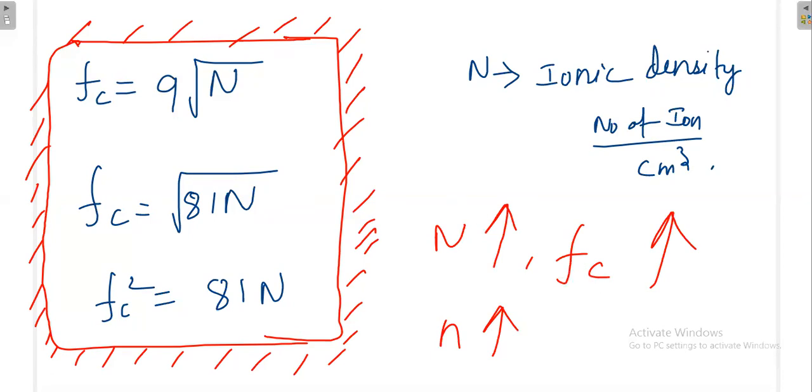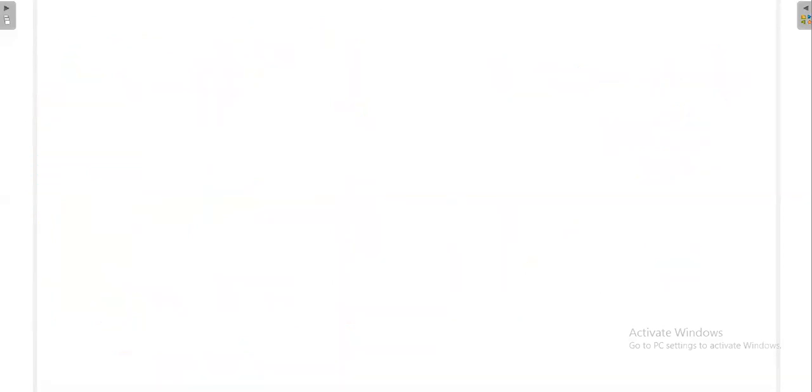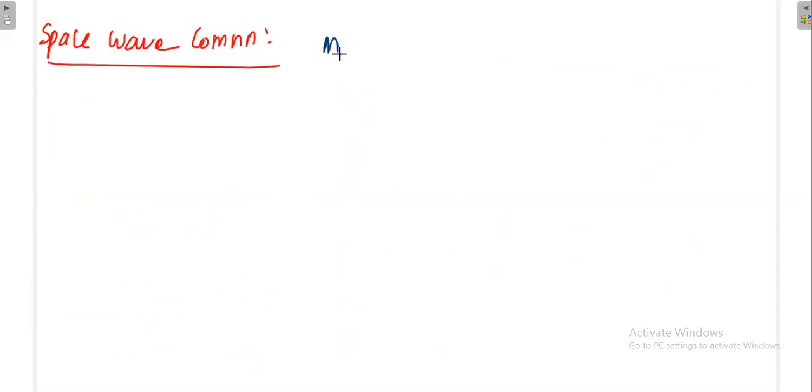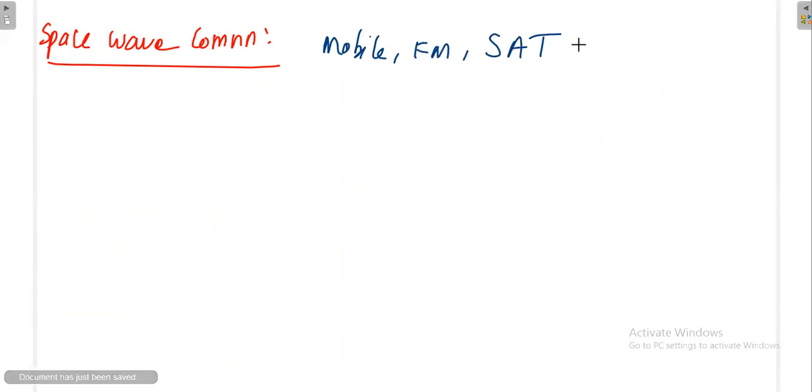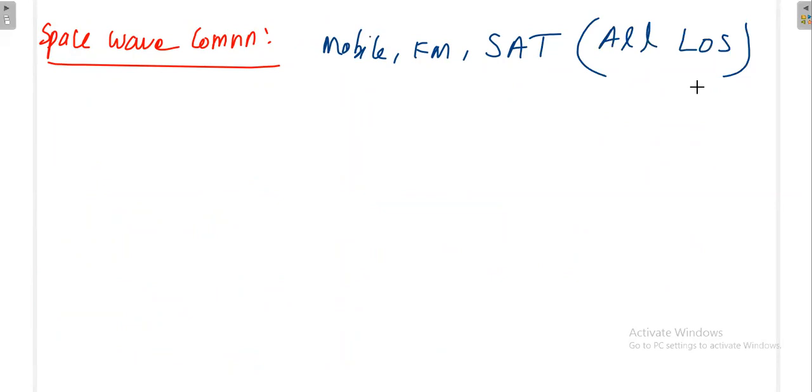Okay. The next one is space wave communication. I already told you what space wave communication is. All mobile communication, mobile, FM, satellite, everything comes under space wave communication. So simply, all line of sight communication. Directly there will be a direct sight between the transmitter and the receiver.